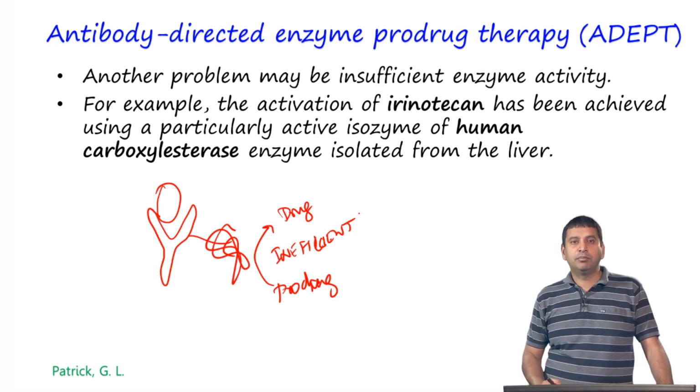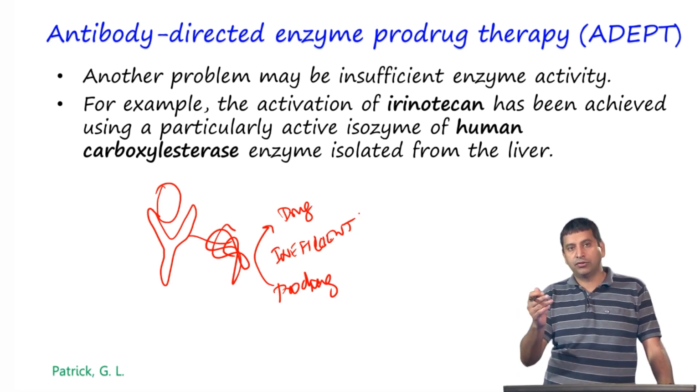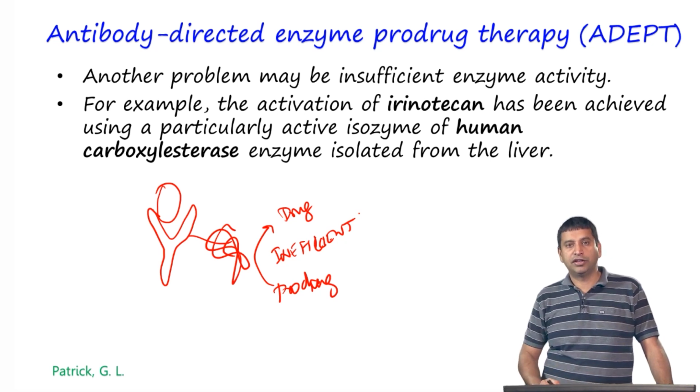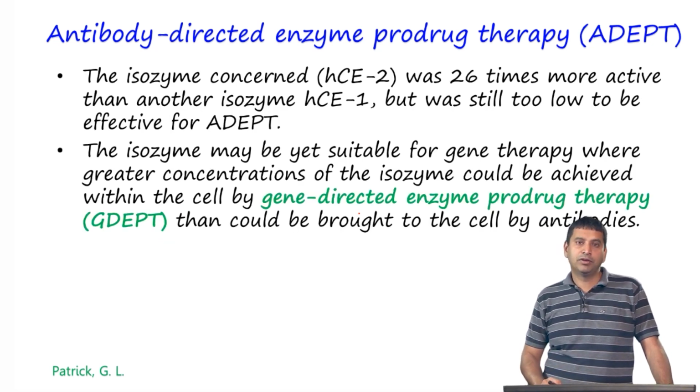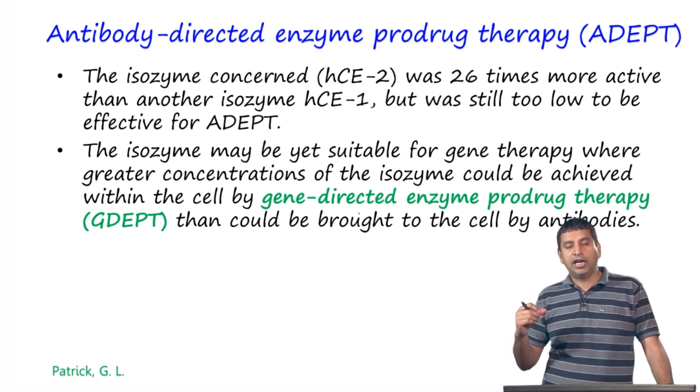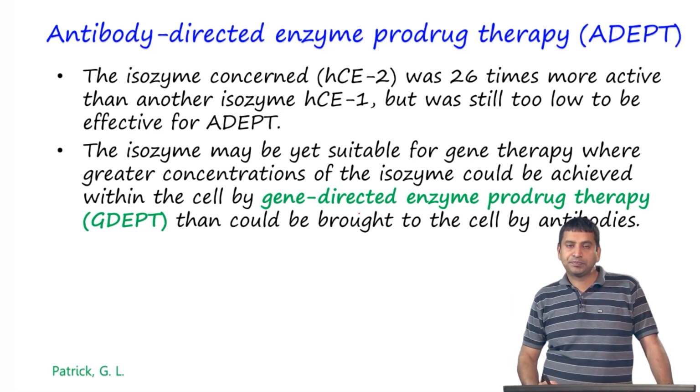Okay. The example that we are looking at is irinotecan, which has a conjugate, so that you have the human carboxylesterase enzyme, which is isolated from liver. Okay. So, here the isozyme that is concerned has 26 times more activity compared to the HCE1. Okay. Of course, it is still considered too low to be effective for ADEPT.